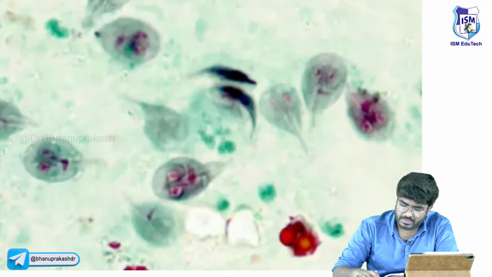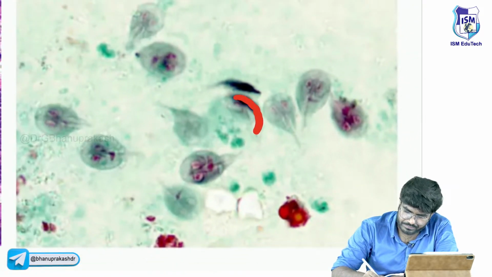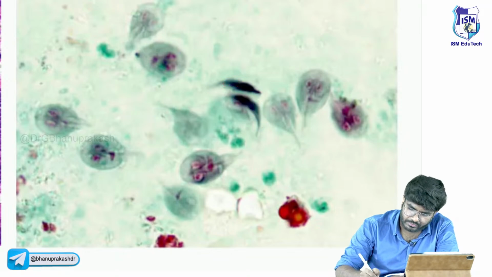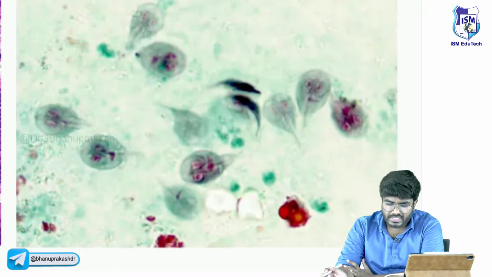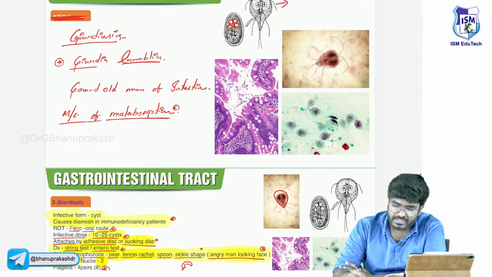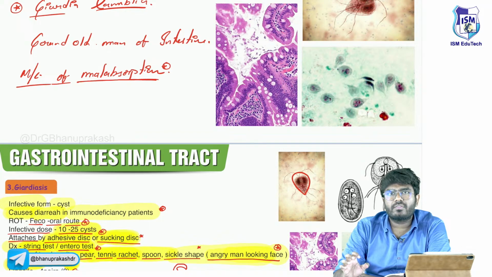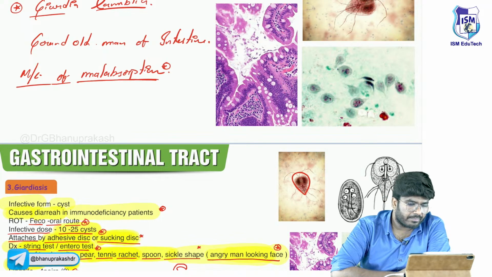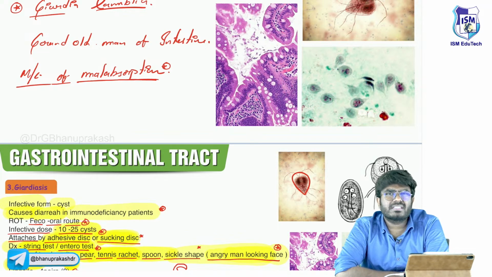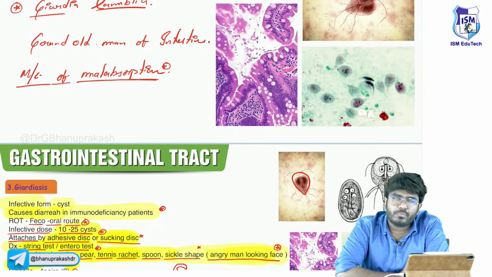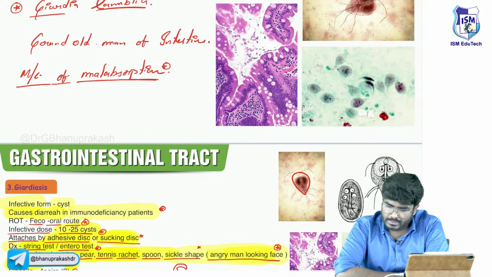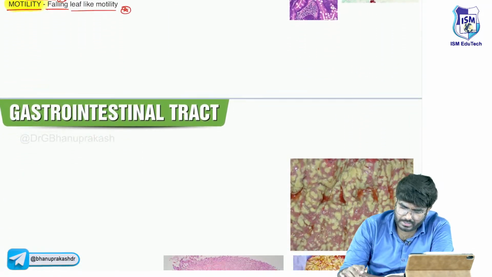It's going to be an image-based question also. See, it's looking like a sickle from the side view. So a sickle-shaped organism is going to infect your intestines and cause inflammation over there. Whenever there is inflammation, there will be flattening of the villi. Usually it's not going to invade the mucosa. Mucosal invasion is not going to be seen. It causes the inflammation, leading to the malabsorption. Okay, done.